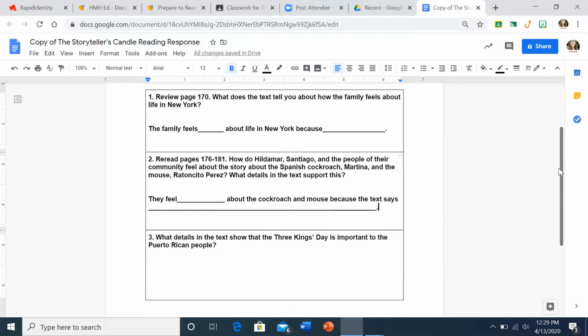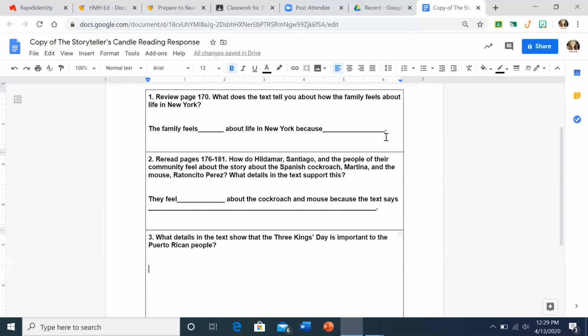What details in the text show that the Three Kings Day is important to the Puerto Rican people? So for me, feel free to change these up, but if you just want to make things simple on yourself and you want to use these sentence stems, you are more than welcome to. It will not be on the assignment that you have, so you're going to need to make sure that you watch the video and remember what the sentence stems are. But use these as a guide.